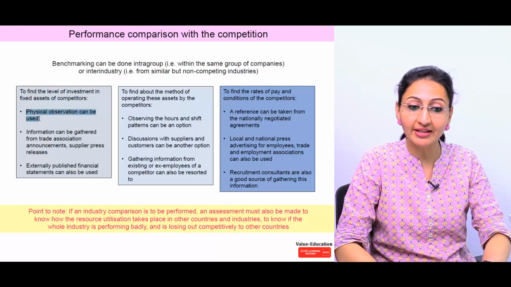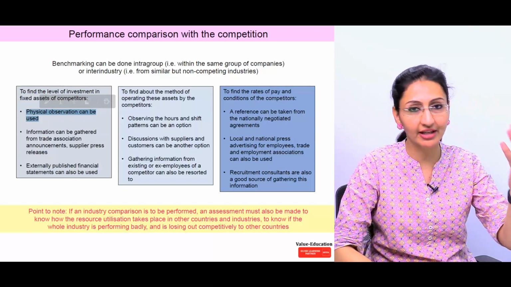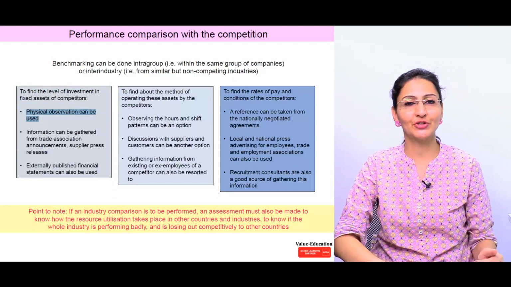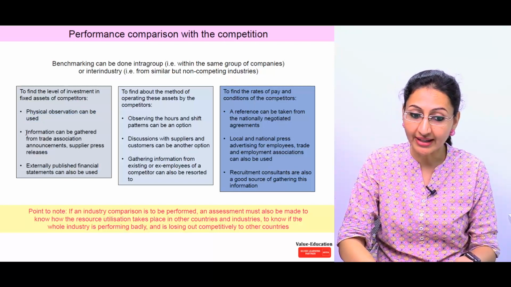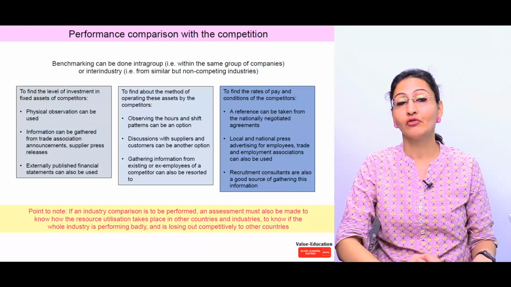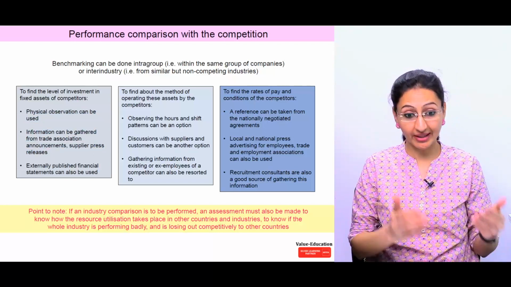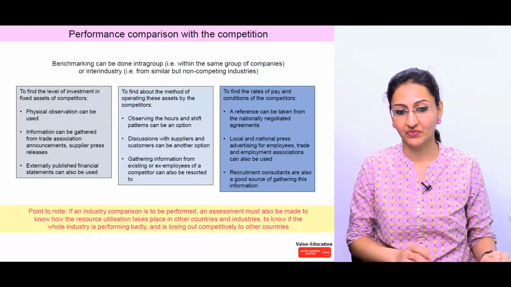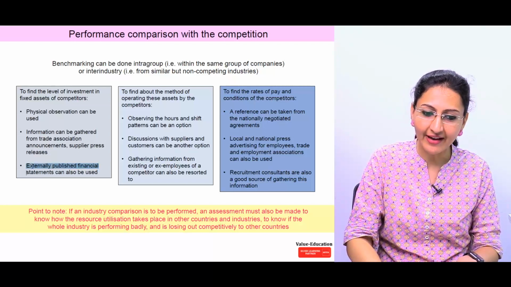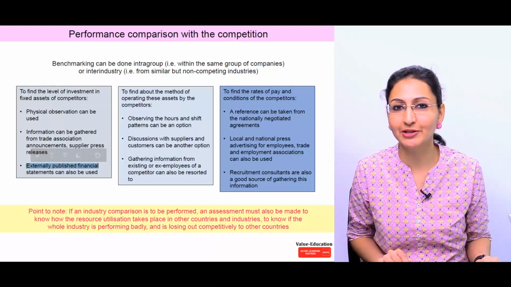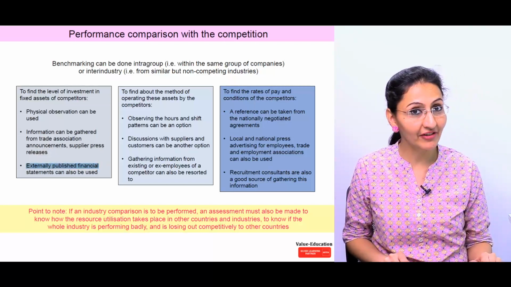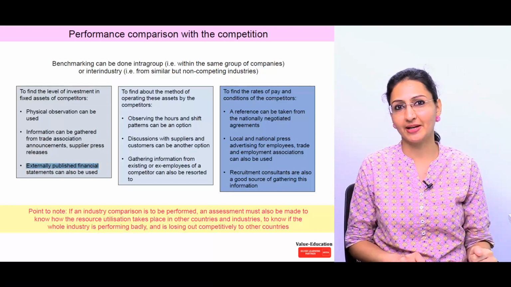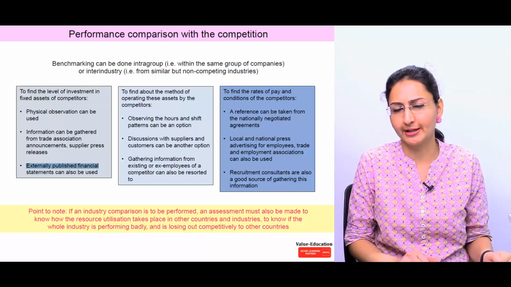One, you can physically observe that. You can visit their factory, see what is the amount of investment they have done in the plant and machinery. Two, you can gather this information from press releases. You can gather this information from trade association announcements. Then third, they have their published financial statements also. You can get the value of the fixed assets from their balance sheets as well, which is a published document.